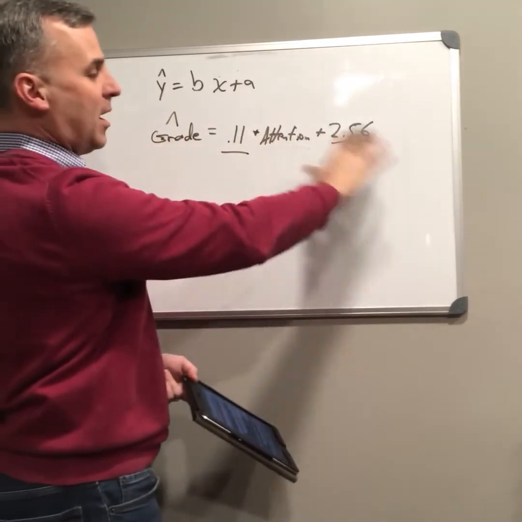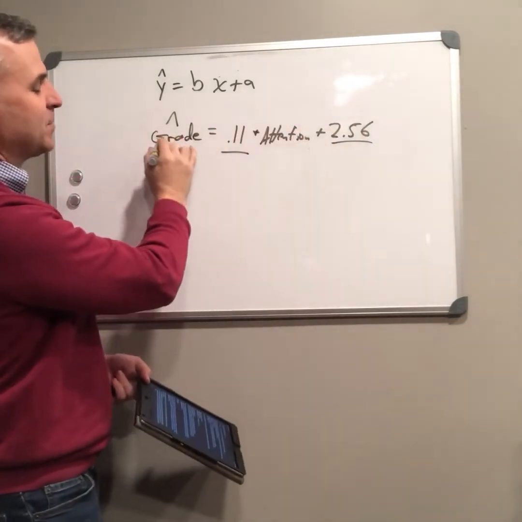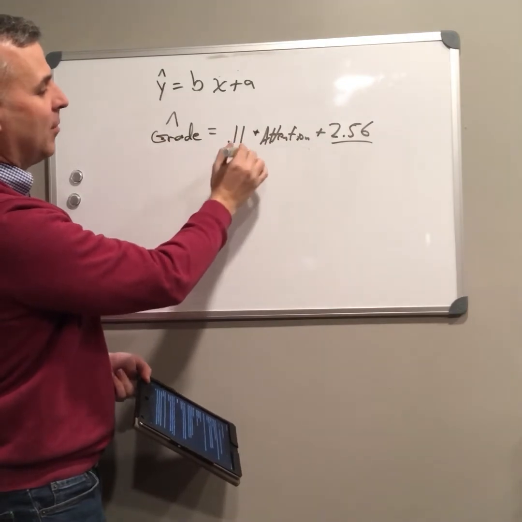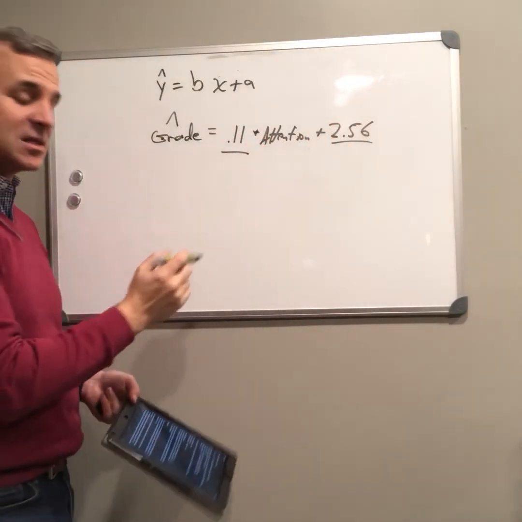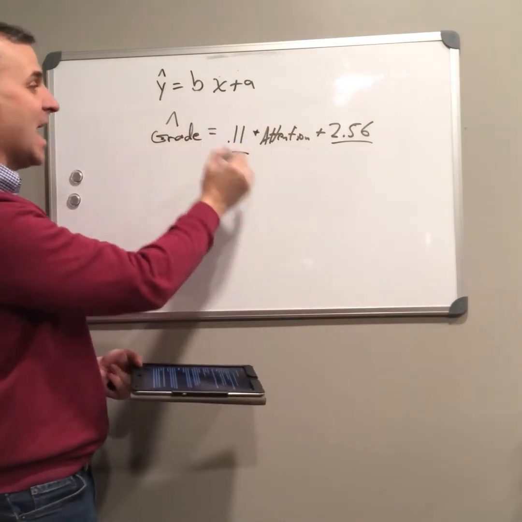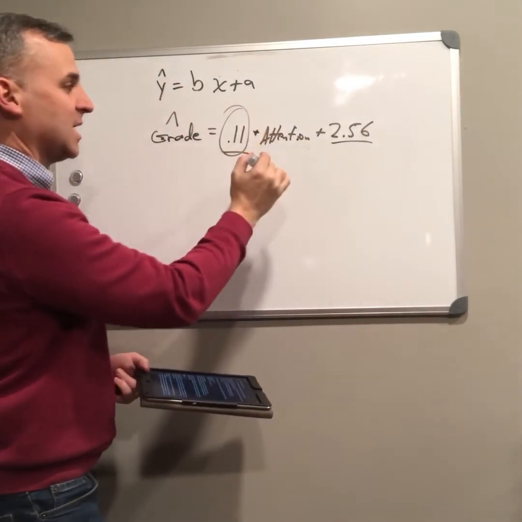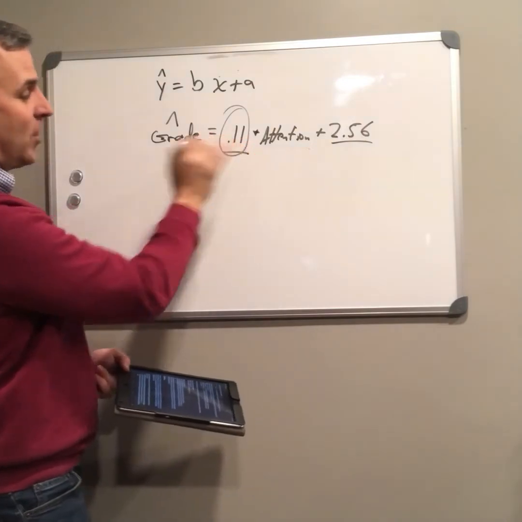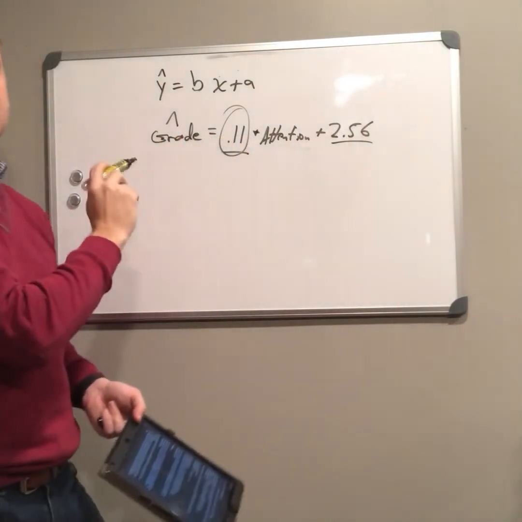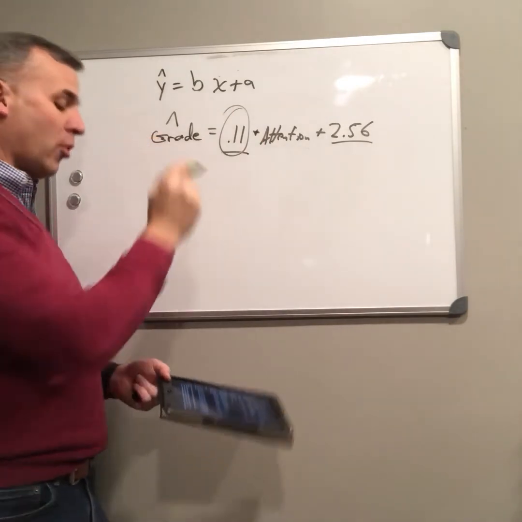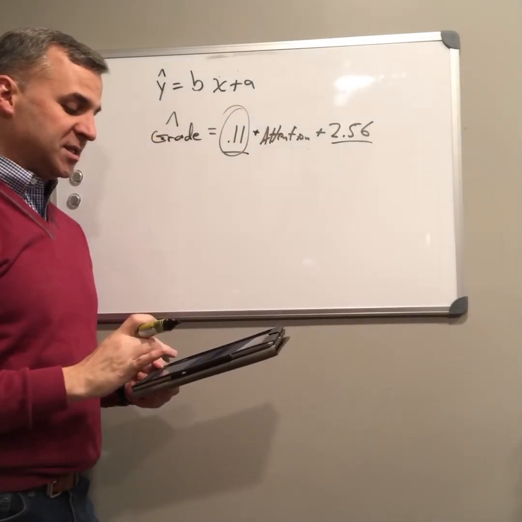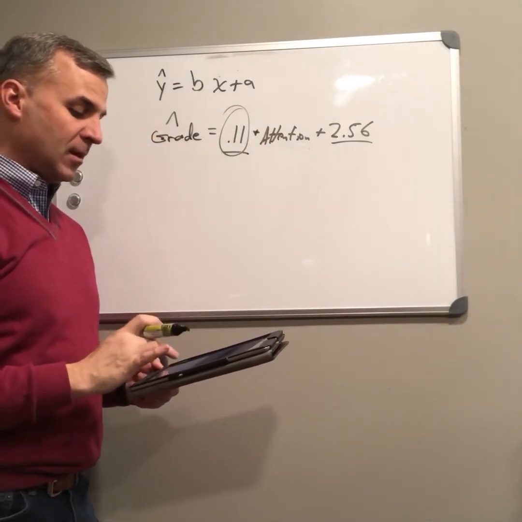And that's going to be my y-intercept here. So overall, my expected value is 0.11 times my value for attention plus 2.56. And again, the important part of this interpretation is not over here. It's right here. The important part of this interpretation is, for every single point increase in attention, I see a 0.11 point increase in GPA.